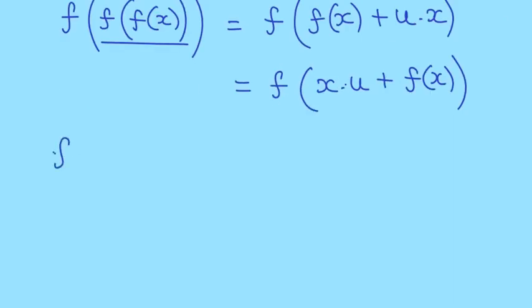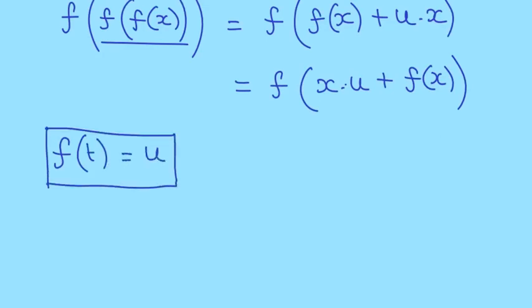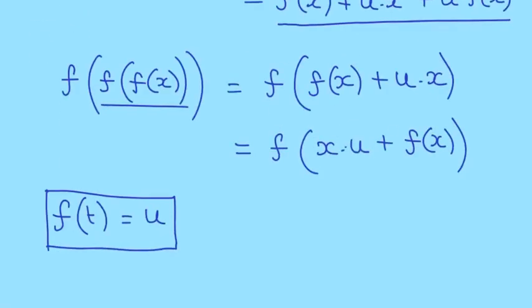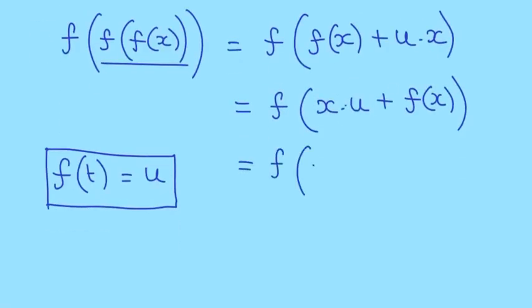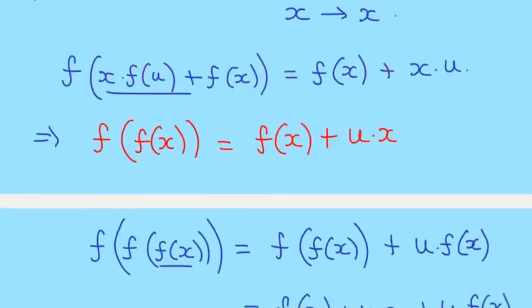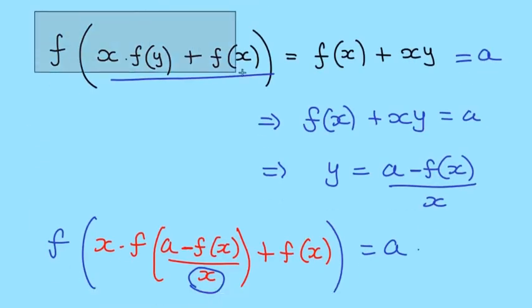Suppose f of t is equal to u. This is again possible because of the surjective nature of the function. So suppose f of t is equal to u. This is f of x into f of t plus f of x. Remember the original relation we have here. Let me copy this here. So this is our original relation.